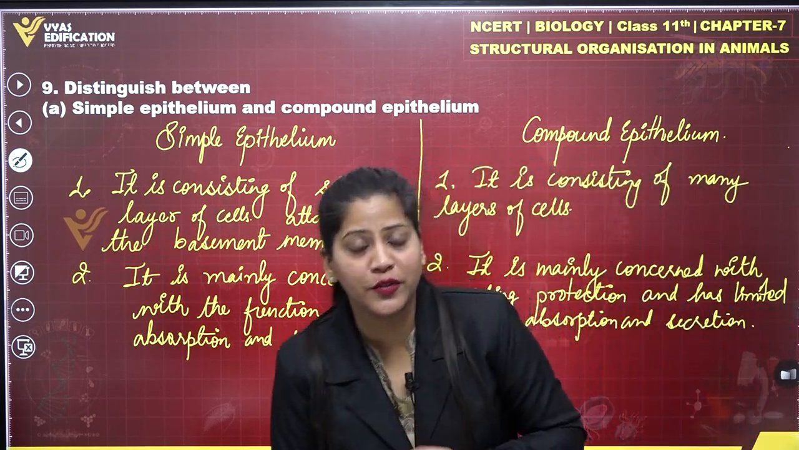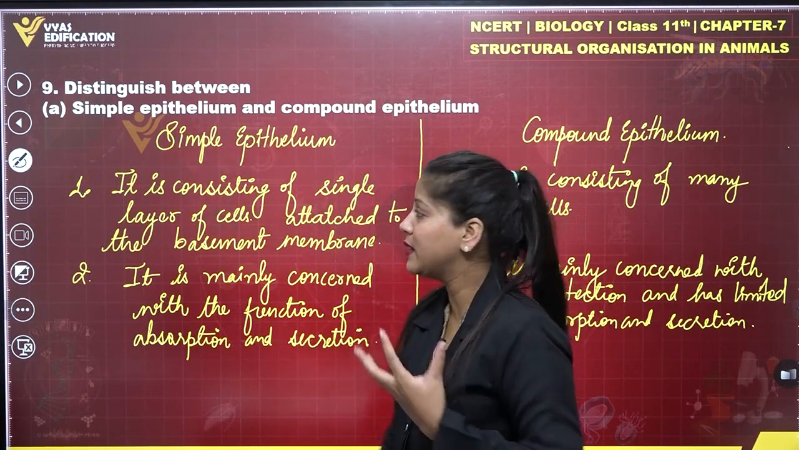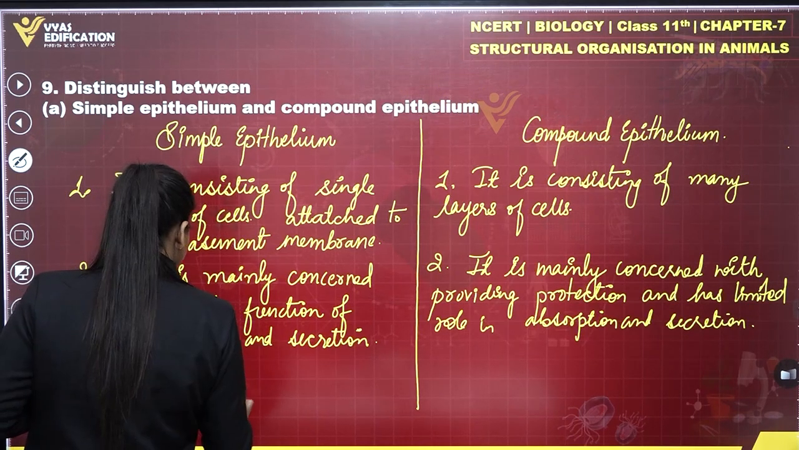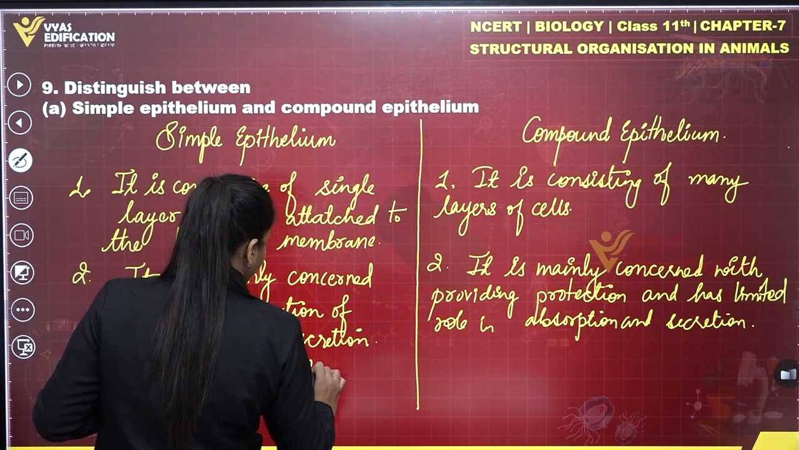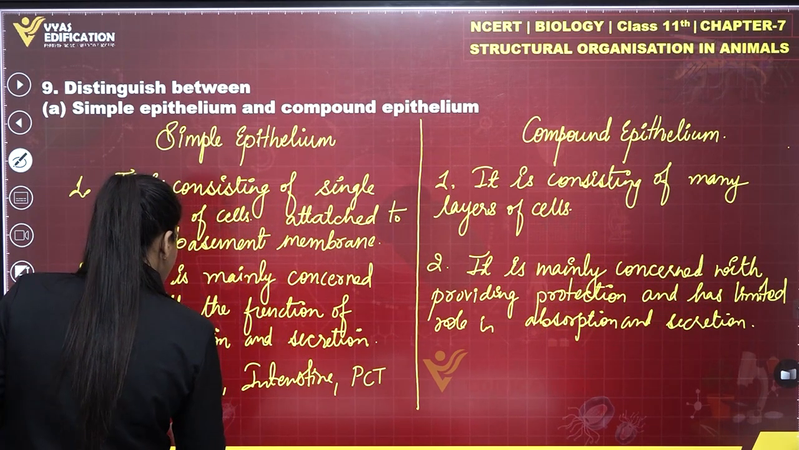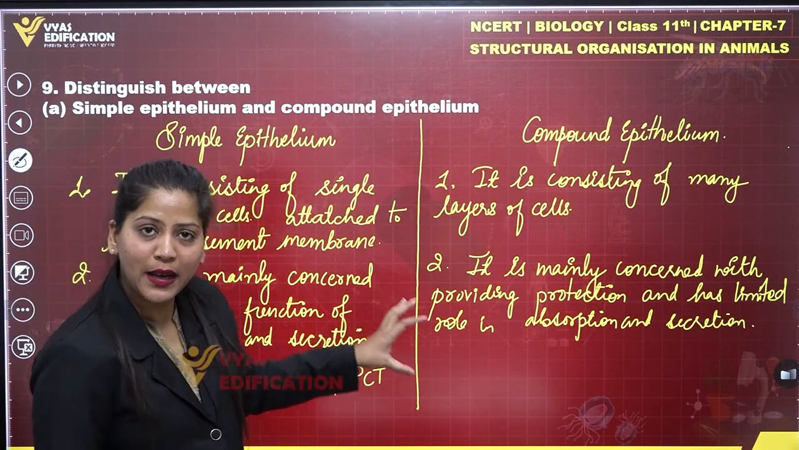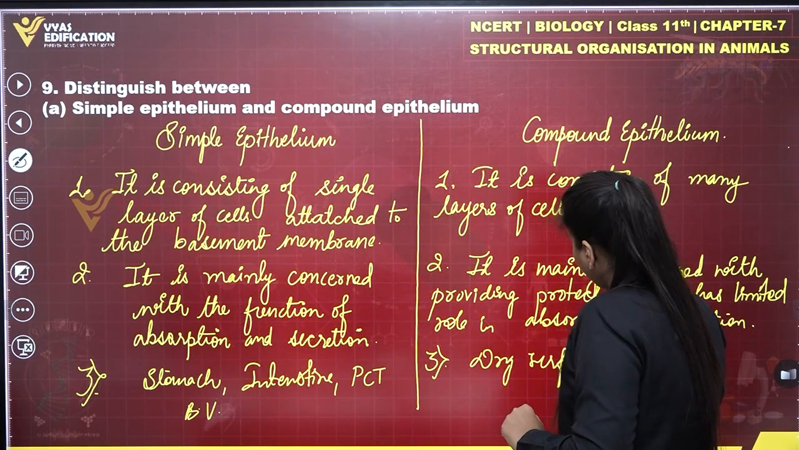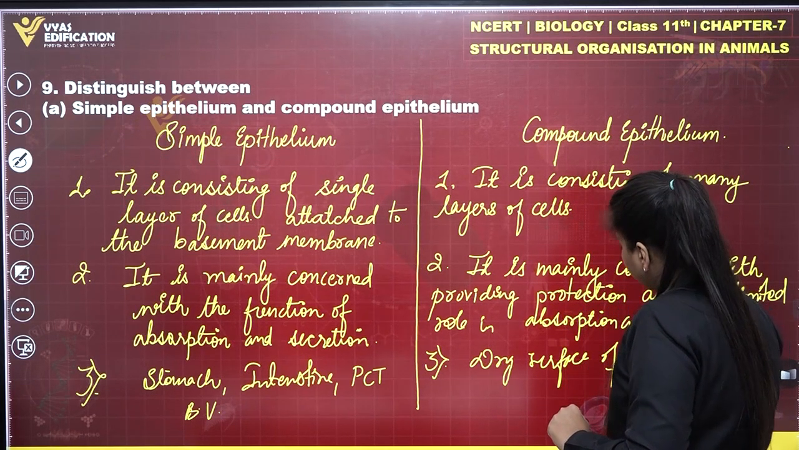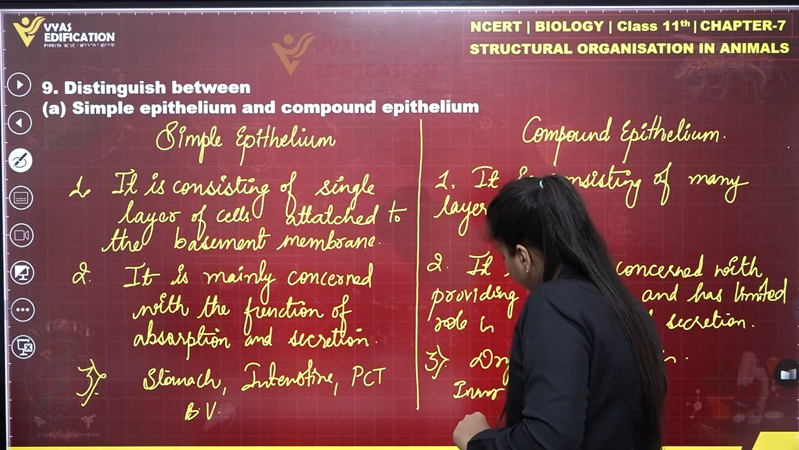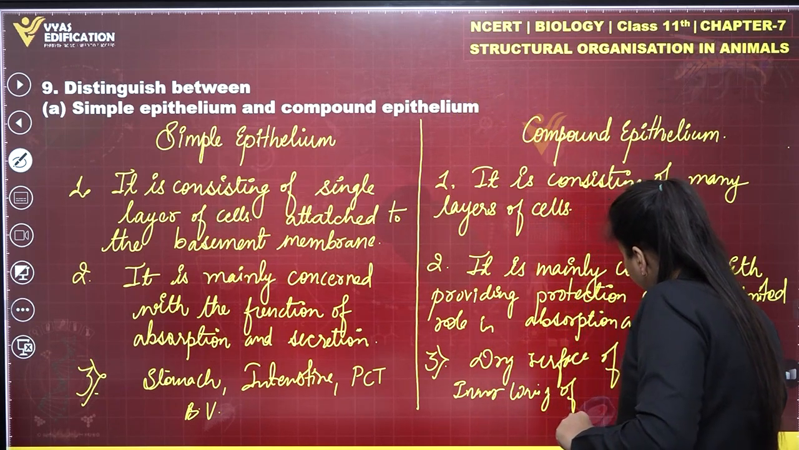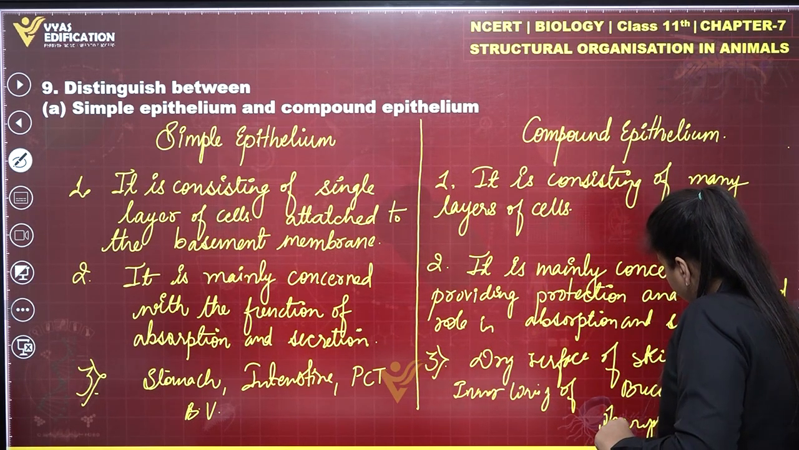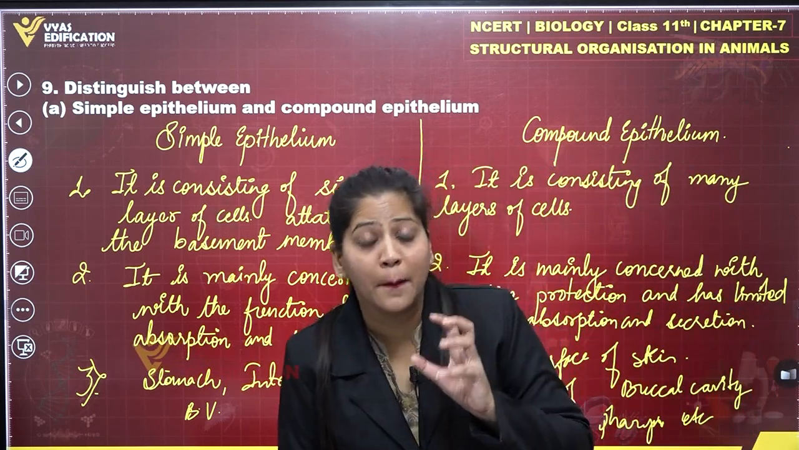The last point to distinguish these two kinds of epithelium is examples. If we talk about the example of simple epithelium, you will find this simple epithelium in the stomach, intestine, PCT, that means proximal convoluted tubules, and then blood vessels, right? These are some examples of simple epithelium. If we talk about the examples of compound epithelium, you will find it on the dry surface of skin. You will find it in the inner linings of buccal cavity, pharynx, etc. Right? So this is the answer of part 1 of question number 9.